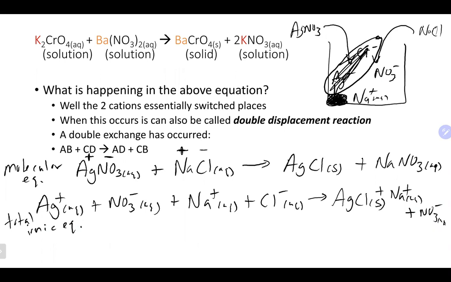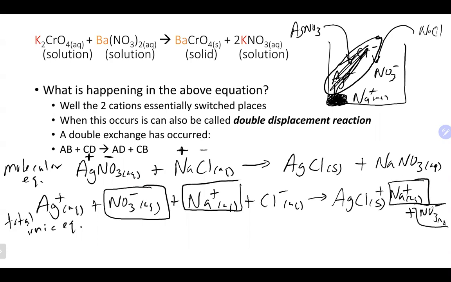This is describing what's truly happening when you dump those things into the beaker. You get the silver ion, the nitrate, the sodium and chloride ions floating around. There's an attraction that occurs between the silver and the chloride that will make it come out of solution as a solid. And you still have the sodium and nitrate ions floating around. If we look at this, we can see ions on both sides of that equation that look exactly the same: the nitrate ion on the left and the nitrate ion on the right, and the sodium ion on the right and the sodium ion on the left. Those guys look exactly the same.